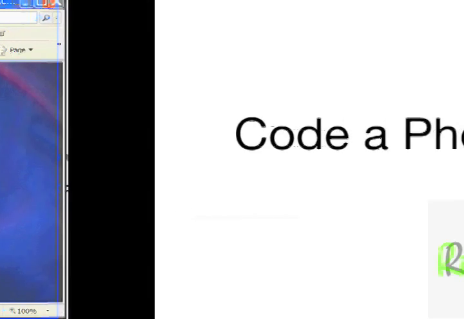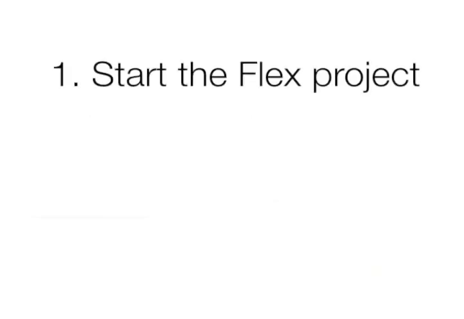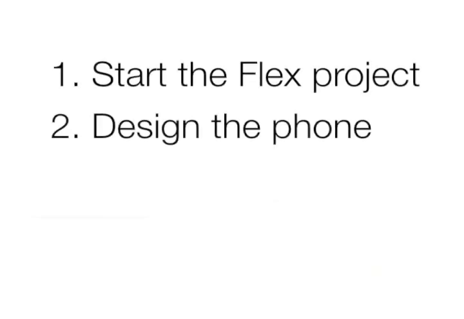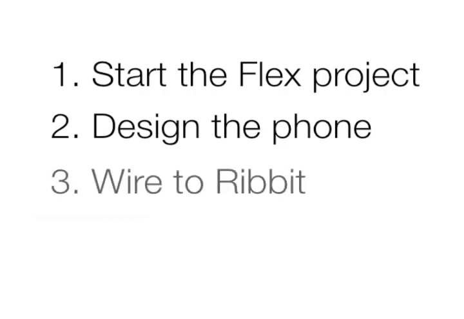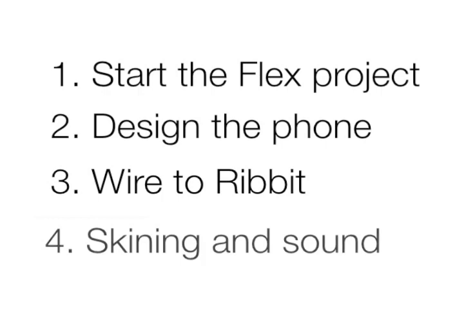In this series, we're going to have four different chapters. In the first chapter, we're going to get the Flex project started. Second, we're going to design the phone in Flex Builder. Third, we're going to wire the phone to the Ribbit platform. And fourth, we're going to add a skin and add some sounds to the application.